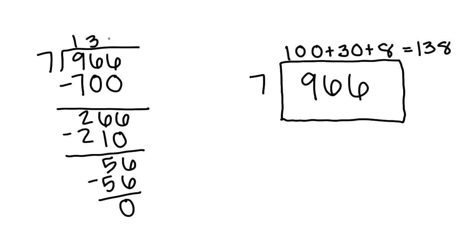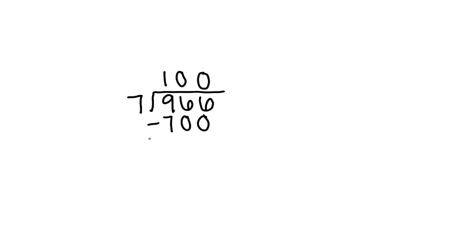Now we can say 966 divided by 7 is 138. Another way to organize this information is to write out a division problem. I ask the same questions of how many times 7 can go into 966. I start off with 100 and record it where my quotient belongs. I subtract 700 from 966 to leave me with 266. The next step is to find how many times 7 can go into 266.